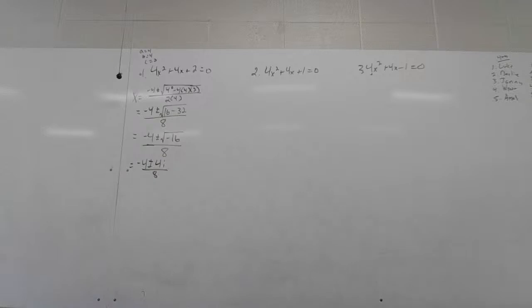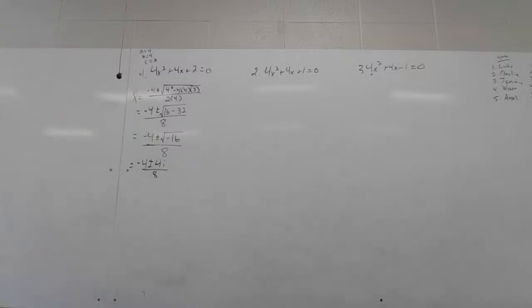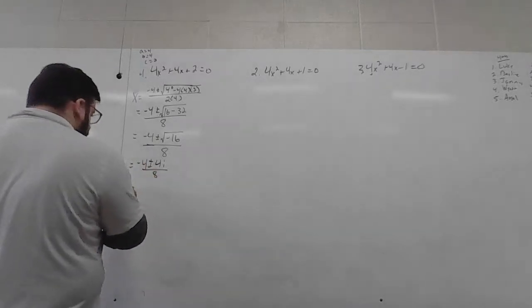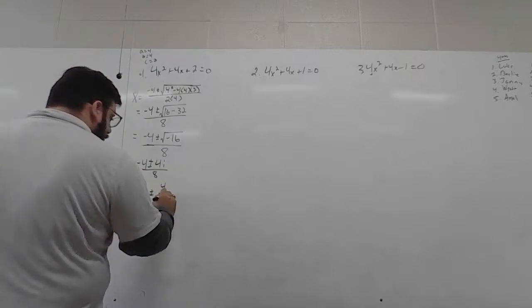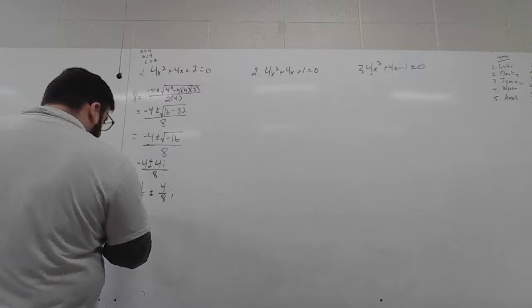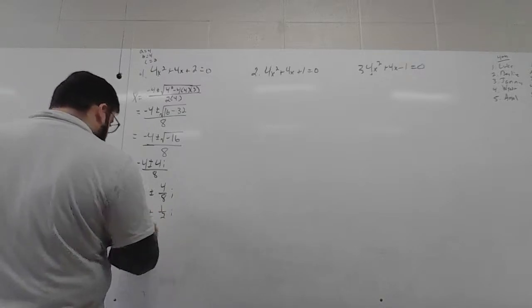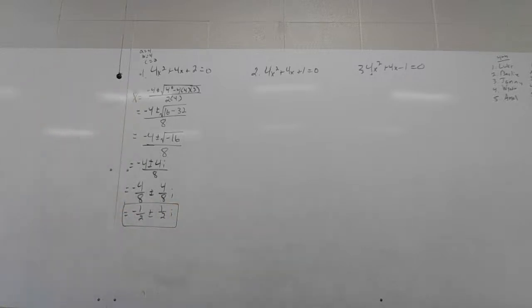We're still not done yet, because just as we talked about with complex numbers, since I have a complex number solution, I have to write it as a plus bi. That means I have to split this fraction up. So that's negative 4 over 8 plus or minus 4 over 8 i. And of course, you want to reduce your fractions. So my solution ends up being negative 1/2 plus or minus 1/2 i. There's my solution here.